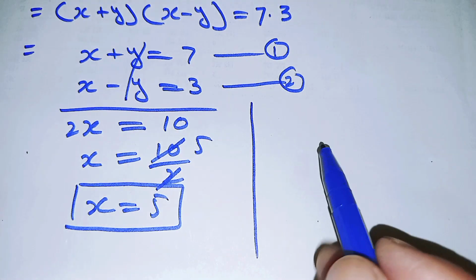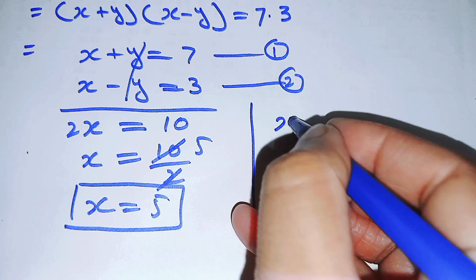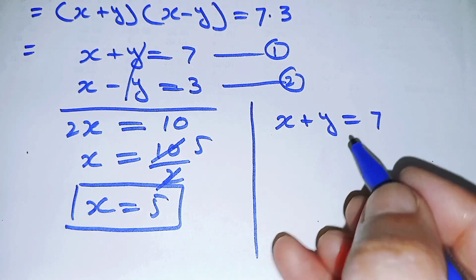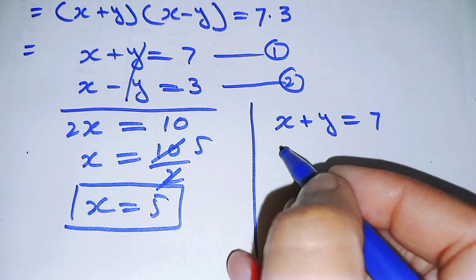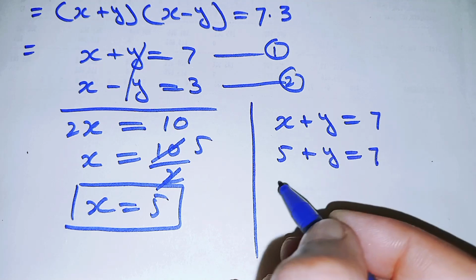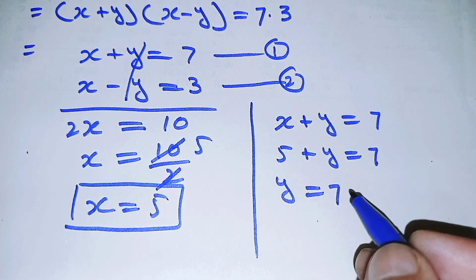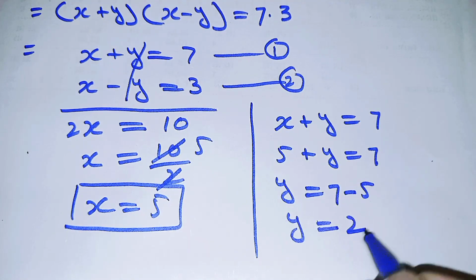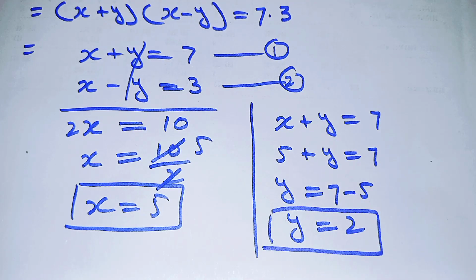So we put the first equation, which can be written as x plus y is equal to 7. Here we put the value of x, and the value of x is 5. So 5 plus y is equal to 7, and now the 5 can be written as minus 5 on the other side, and y is equal to 2. Now here we have found the value of y.